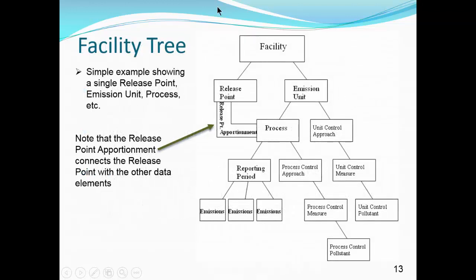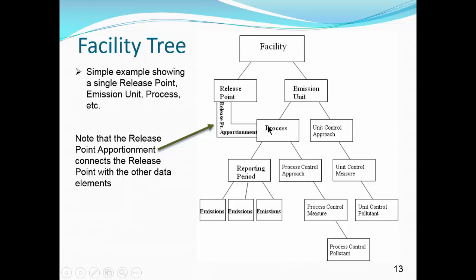So this is what I was talking about, the facility tree. You could see that this is a facility. It's got release points. You've got a release point here from a process, and some of the process is going out of this release point. So this is where we have to say, okay, 90% or whatever percent is coming out of this release point.